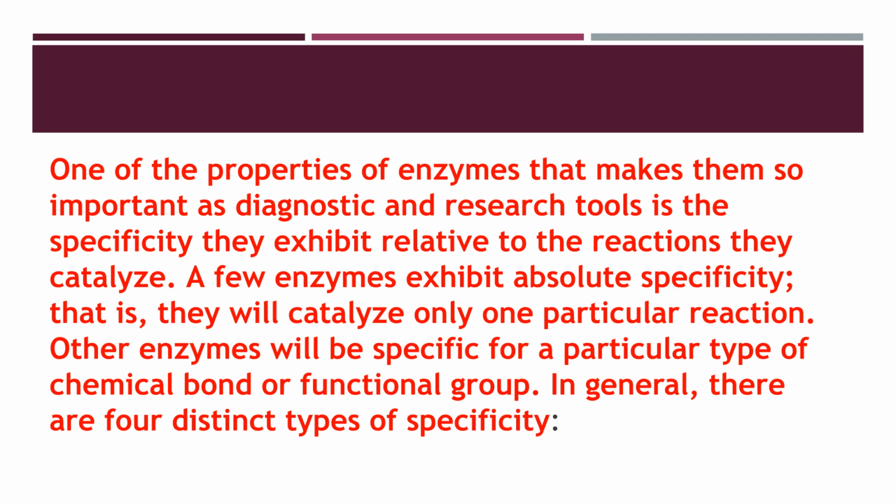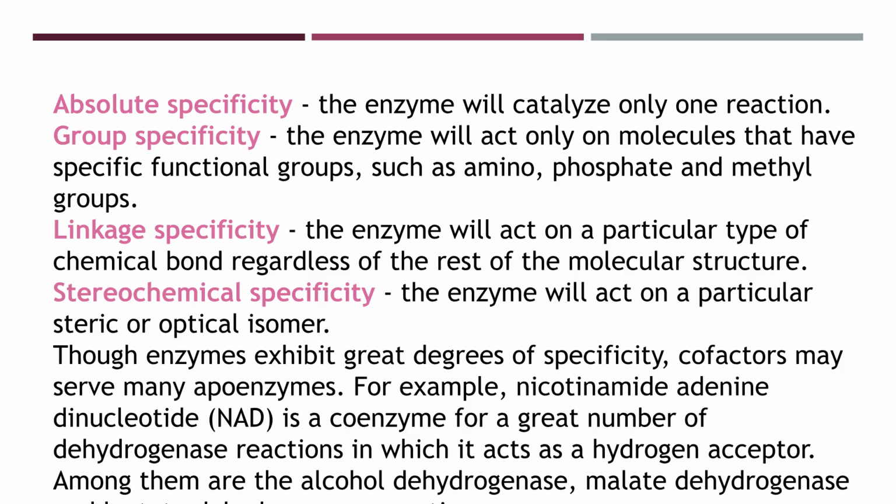Some enzymes show absolute specificity, catalyzing only one reaction, while others are specific to a particular chemical bond or functional group. There are generally 4 distinct types of specificity. The 4 main types are absolute, group, linkage, and stereochemical specificity. Absolute specificity means catalyzing only one reaction. Group specificity targets specific functional groups. Linkage specificity acts on a type of chemical bond. Stereochemical specificity targets a specific isomer.